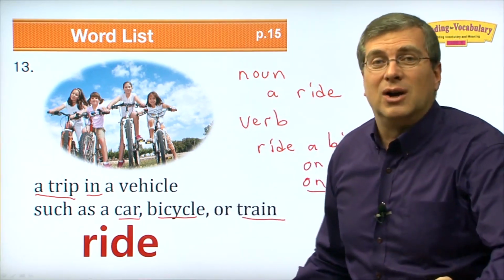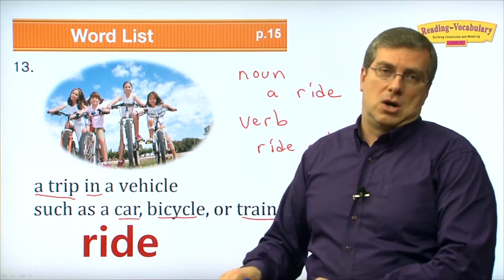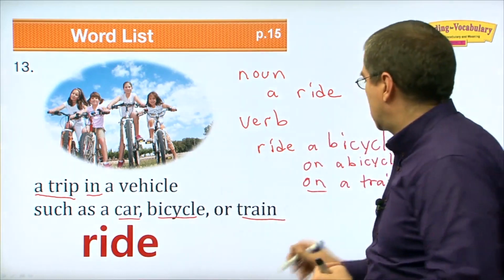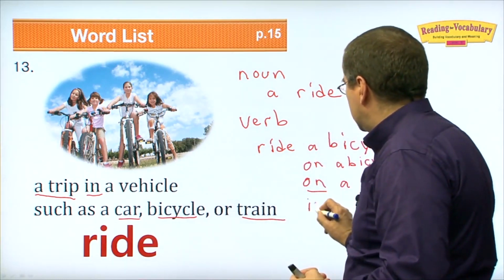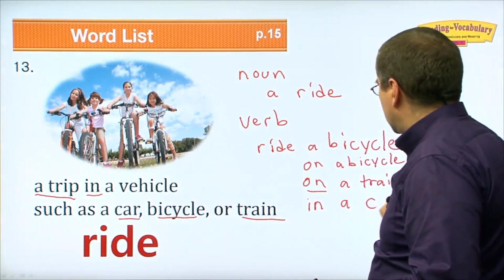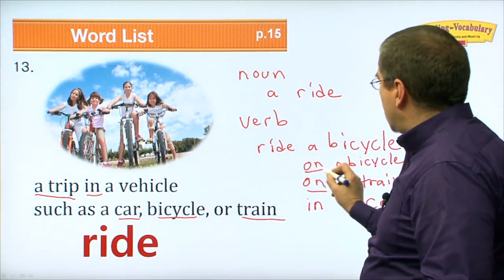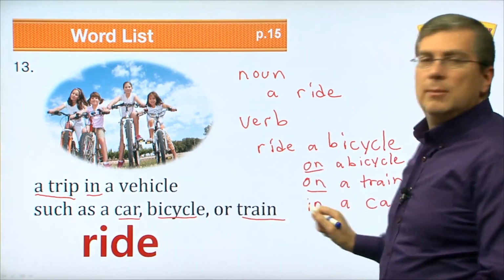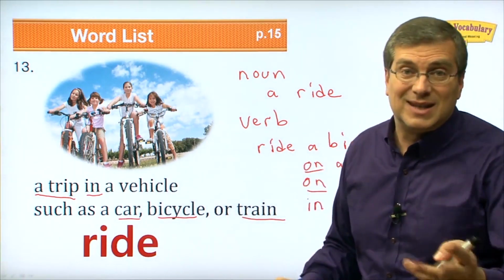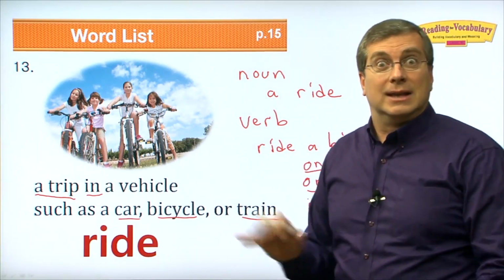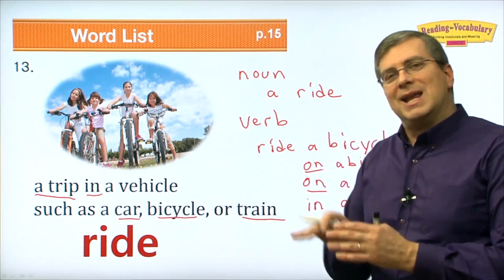What about car? Yeah, we ride in a car. We ride in a car, in a car. So be careful. We ride on a bicycle, on a train, but we ride in a car. That makes sense. Don't ride on a car, right? That's dangerous. Okay? So you ride in a car.